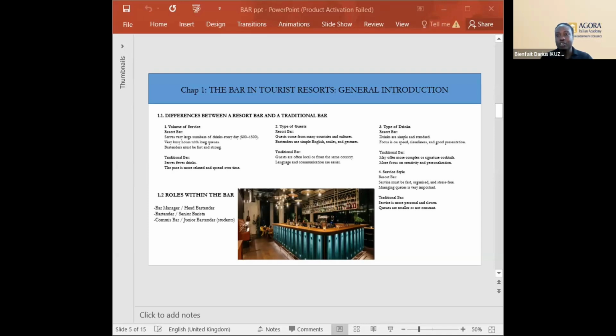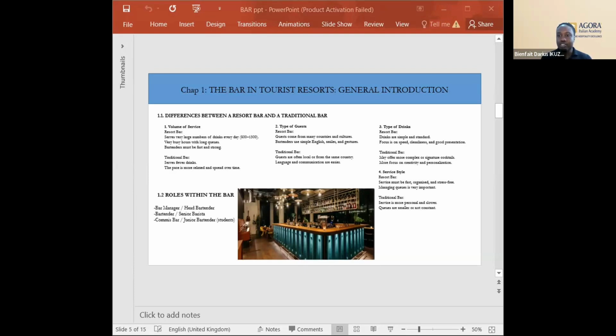Like the traditional bars, they mostly deal with their brand drinks because they serve their local people, whereas in the resort bars we serve the simple and standard kinds of cocktails. But even though they're simple, we serve a lot, and you have to keep the consistency, the speed, the cleanliness, and you have to present them well. They have to be really presentable.